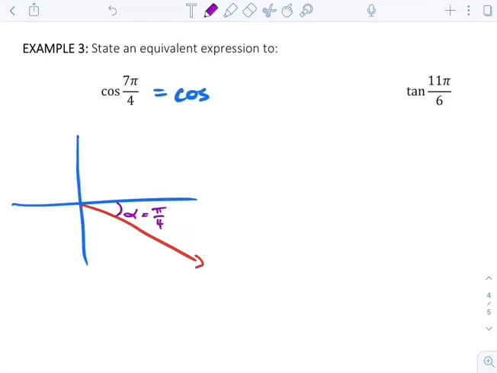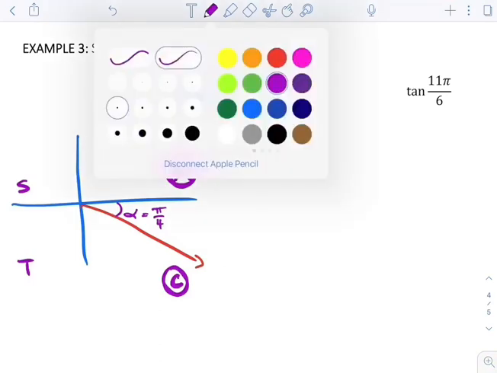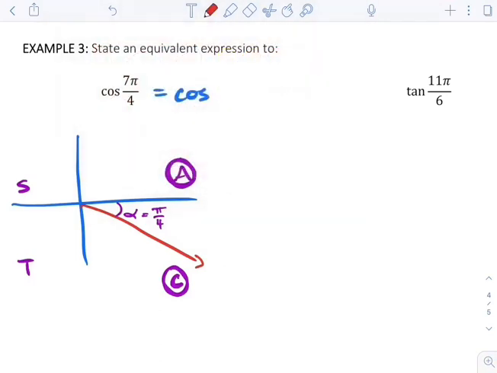So what we're going to do is find out where else cos 7 pi over 4 will have the same expression. If I think of my CAST rule, cos is positive down in this quadrant. Where else is cos also positive? Cos is also positive in the first quadrant. So that means that our equivalent expression must also be in the first quadrant with the same related acute angle, in this case, pi over 4.